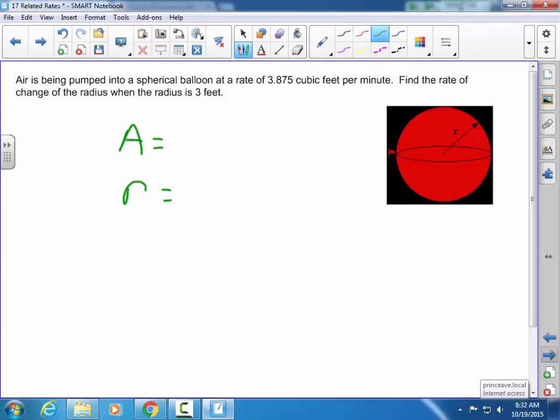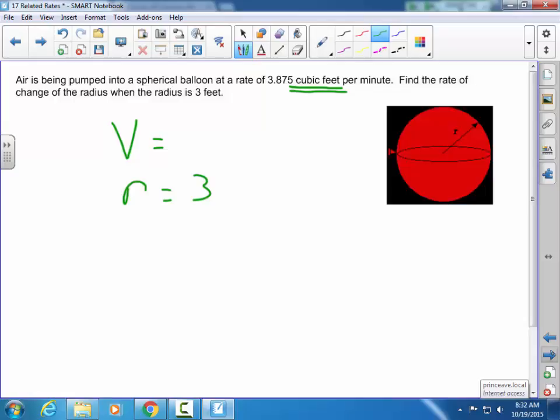Okay, it says when the radius is 3. Okay, so we got that. Volume instead of area, or volume also in here? No, I think it's volume instead of area. You only have two variables. So why do we think it's volume instead of area then? Cubic feet. Okay? Cubic feet right here. That's a giveaway that we're dealing with volume, okay?